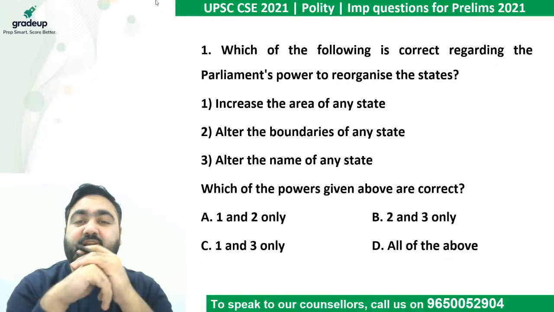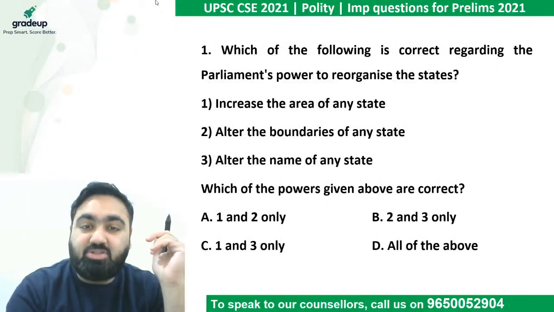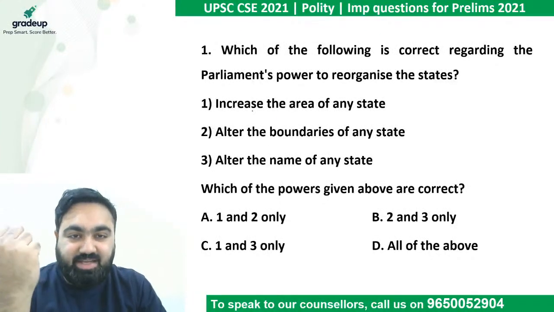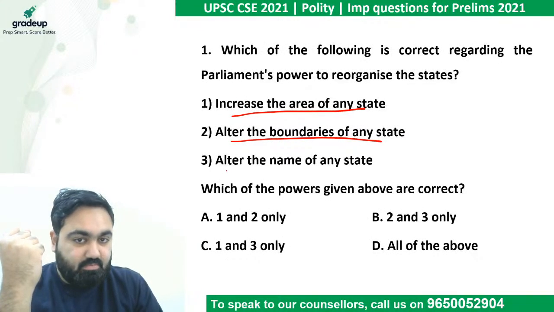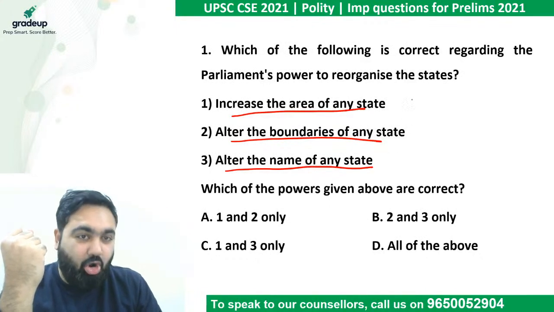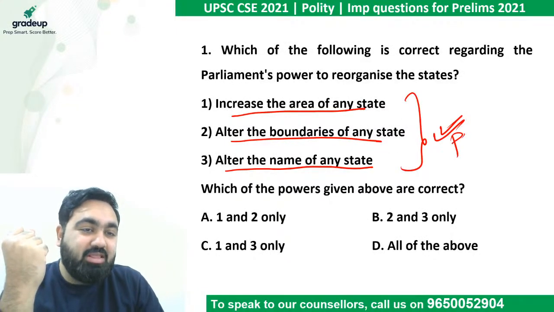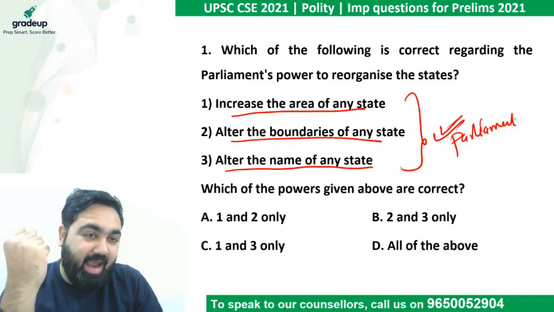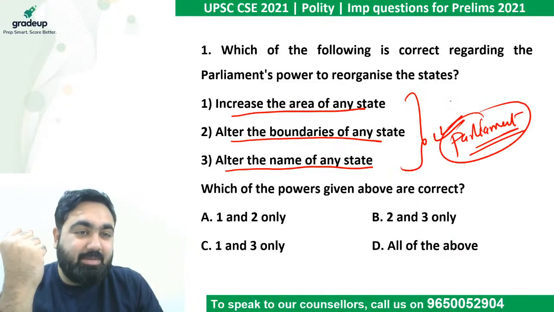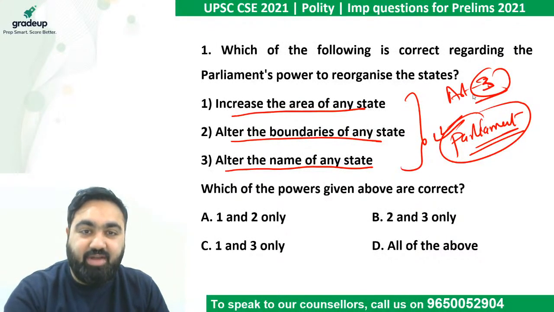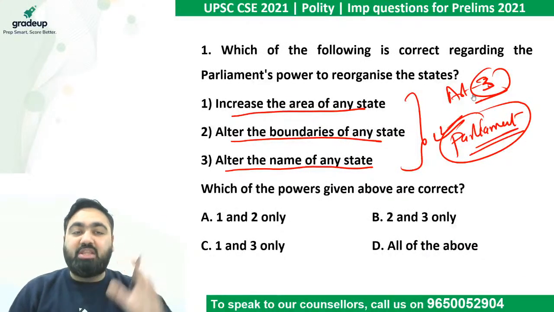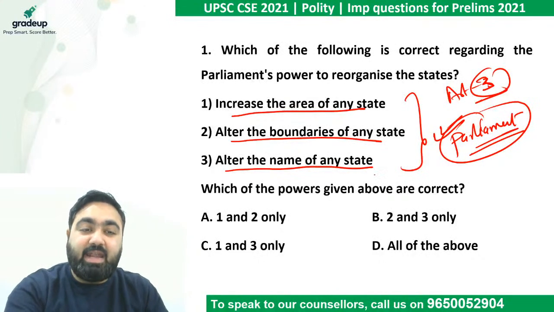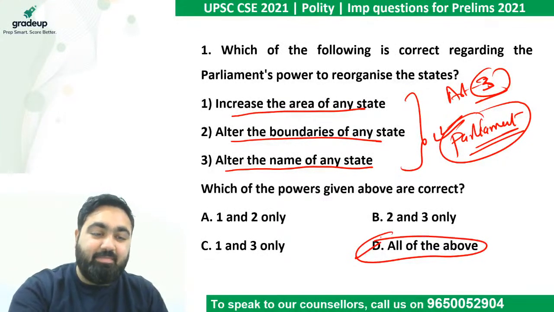Now, the question is, which of the following are the powers of the parliament when it comes to reorganizing the state? Increasing the area of the state, altering the boundary of the state, or altering the name of the state? All these are true. All these are the things that the parliament can do under Article 3 of the Constitution of India. If you have read part 1 of the Constitution, Article number 3 says that the parliament can do all these things. That is why the answer here would be D. All the given statements are correct.